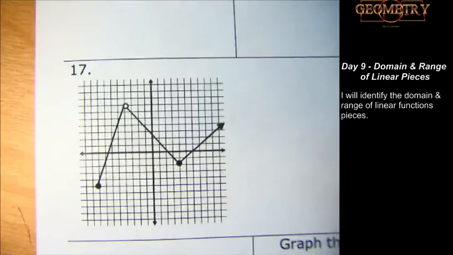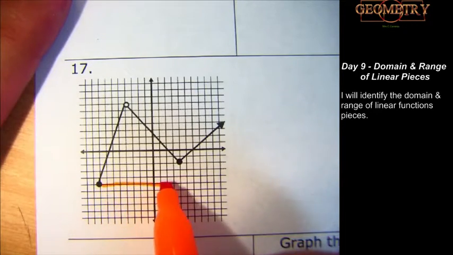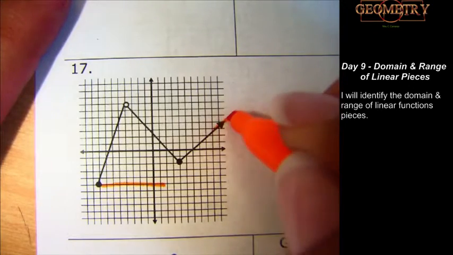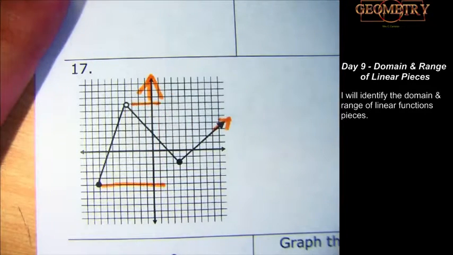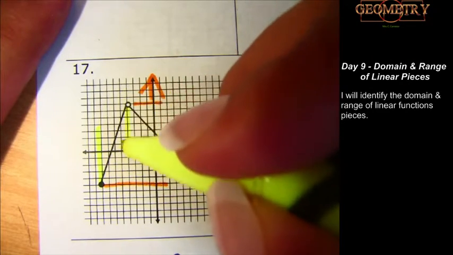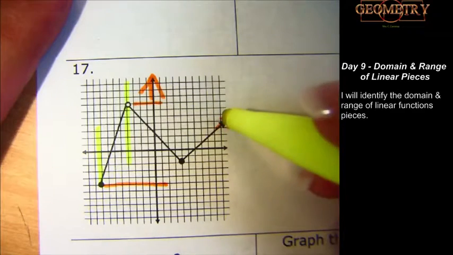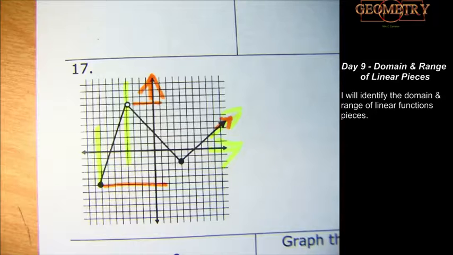If I look at 17, here's my lowest y value. I've got an infinity going on over here, but right here I've got another range break. And if I look at the domain, here's the smallest x value, I've got a domain break right here before I have an infinity going on. So I want to show you how to handle this. I have a break in my range and in my domain.